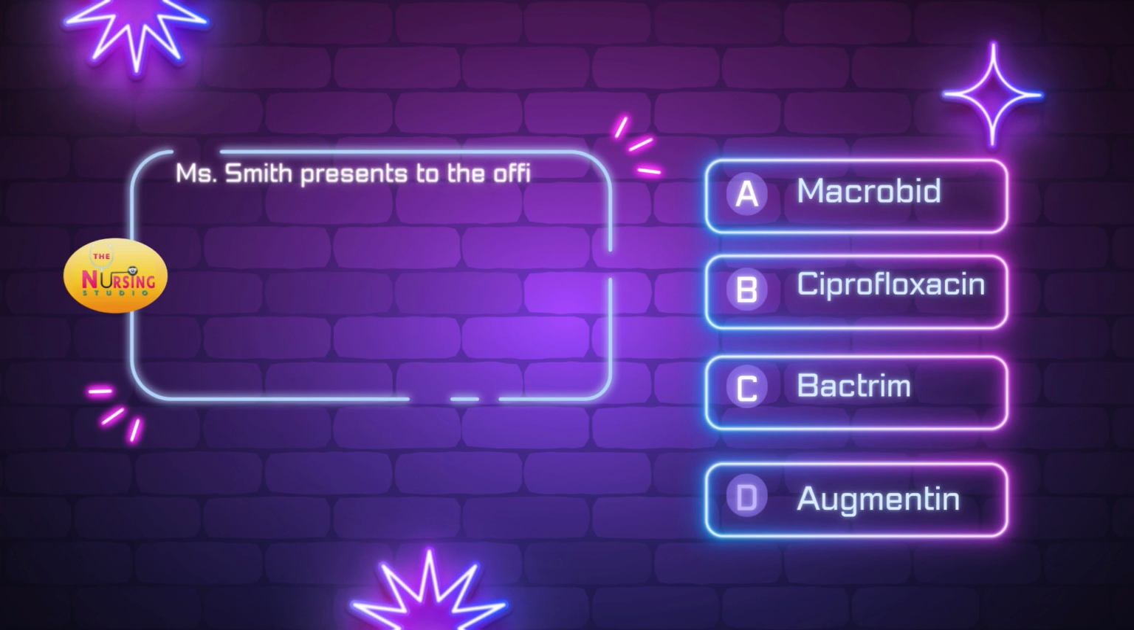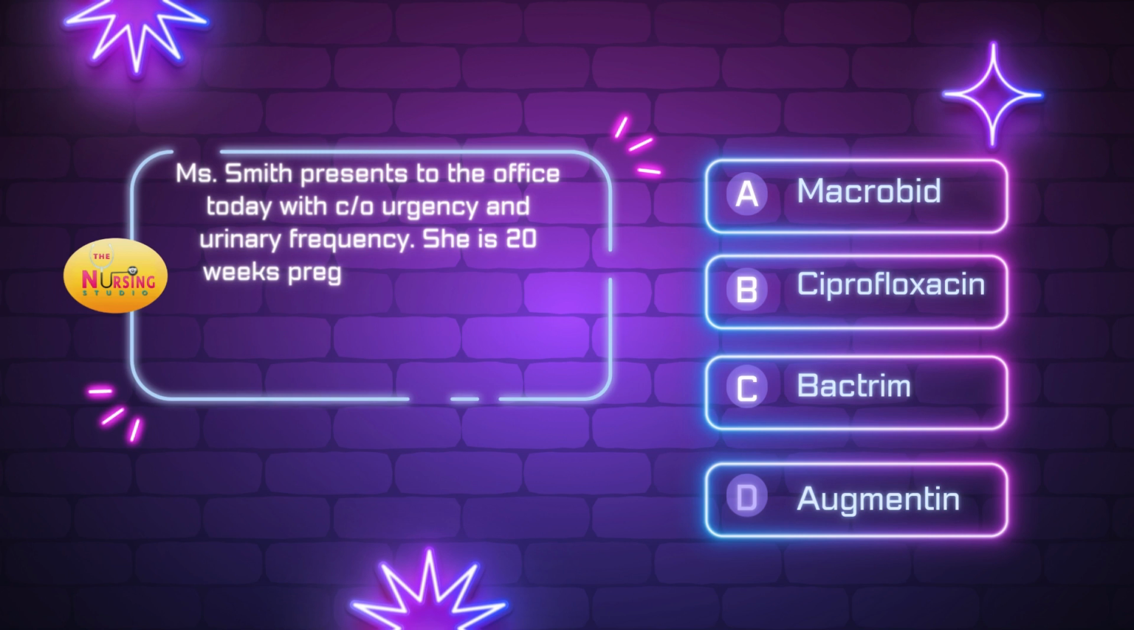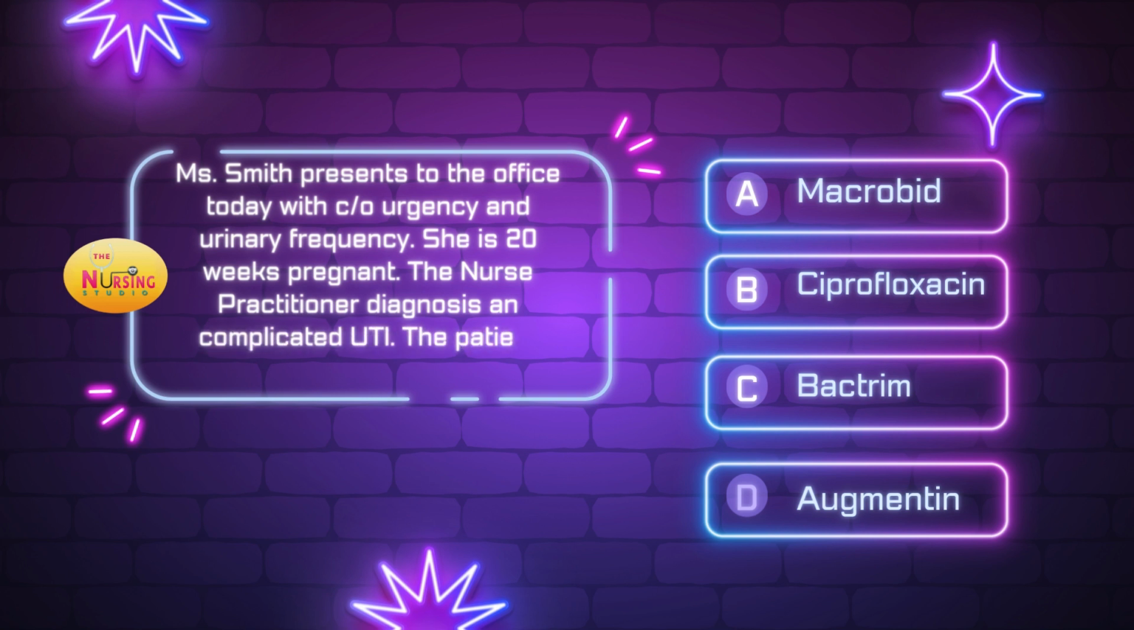Question number two. Miss Smith presents to the office today with complaints of urgency and urinary frequency. She is 20 weeks pregnant. The nurse practitioner diagnoses a complicated UTI. The patient denies any allergies. What is not an appropriate treatment option? Is it A, macrobid, B, ciprofloxacin, C, Bactrim, or D, augmentin? Take a moment and tell me what you have in the comments.